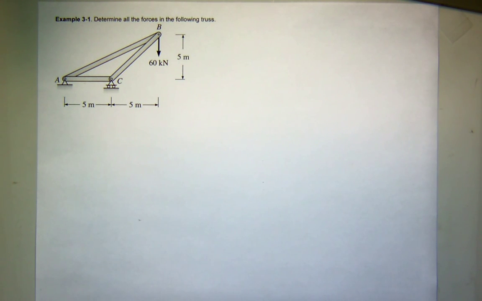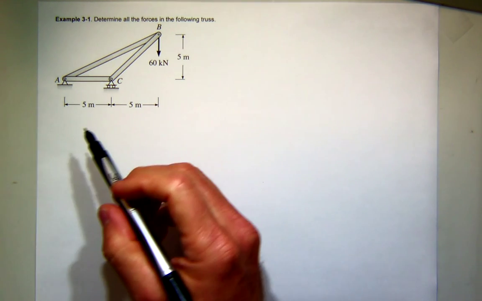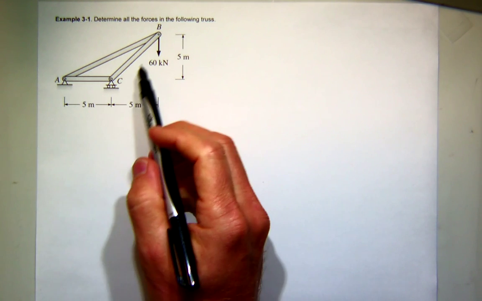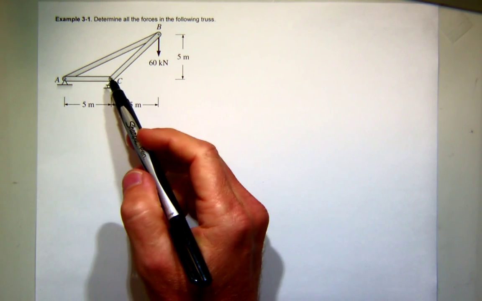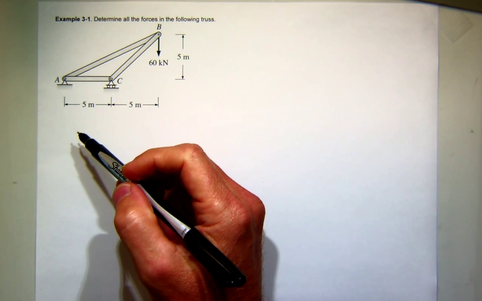Okay, so here's the problem we're going to work today. This is the first example problem. You can see it's a simple truss. It's internally stable and it's externally stable. So we're ready to go.